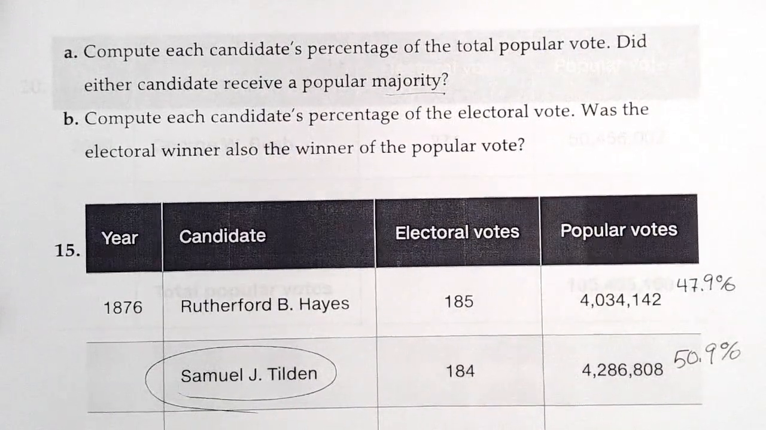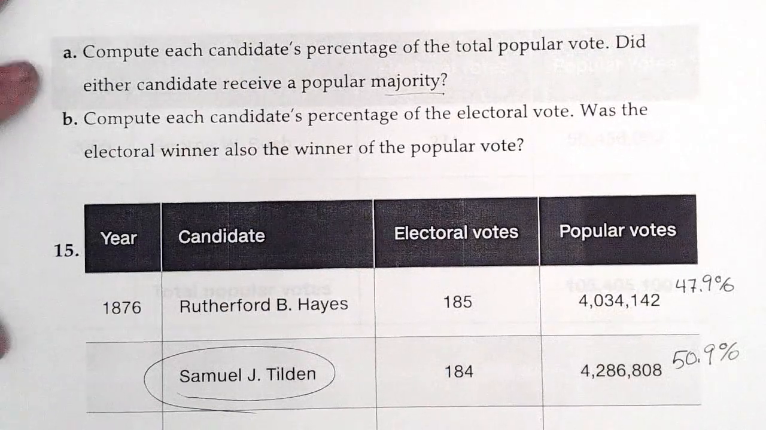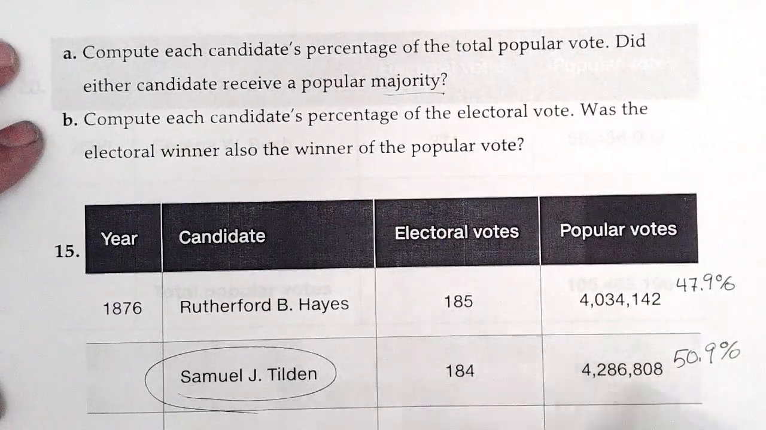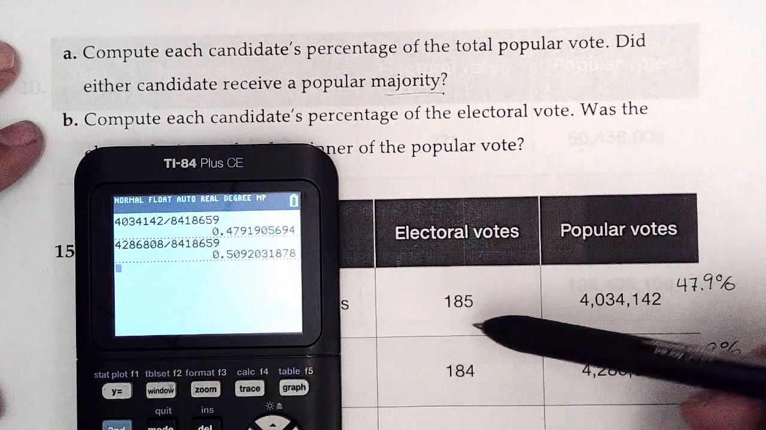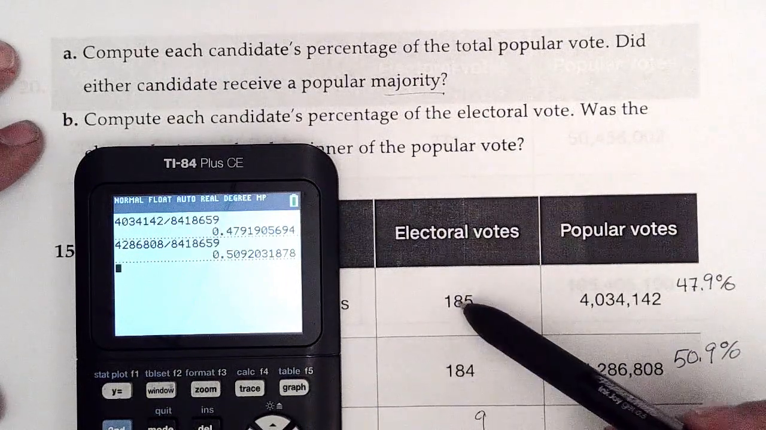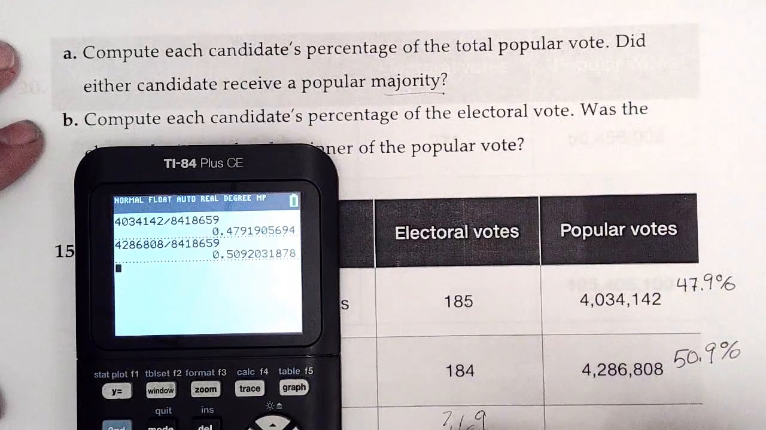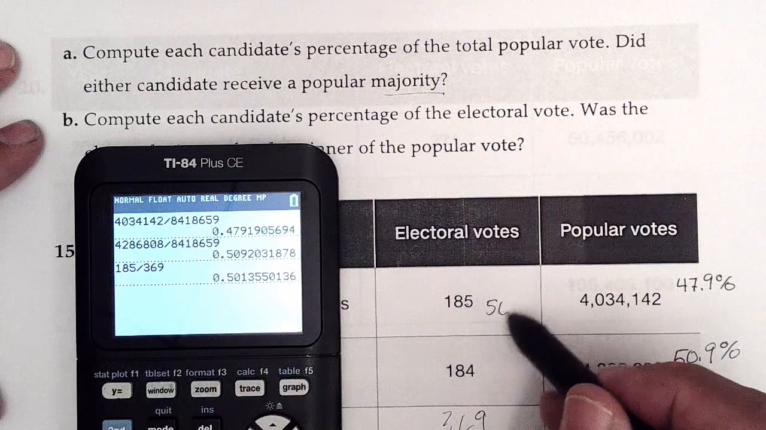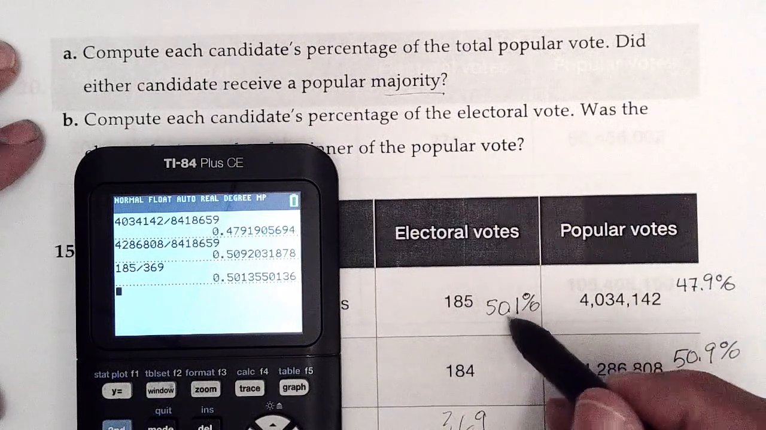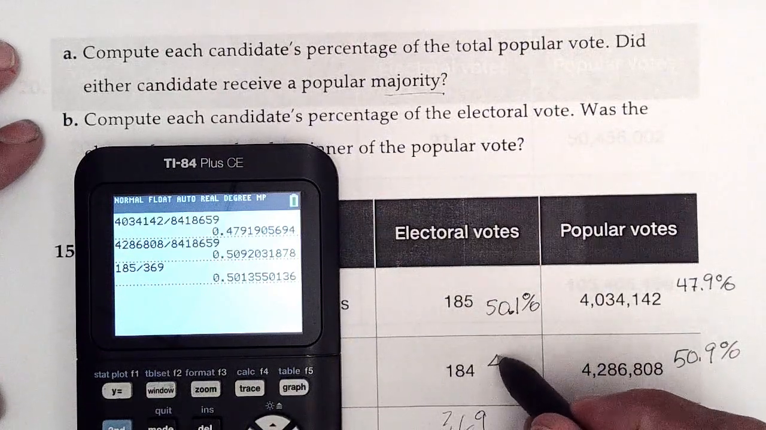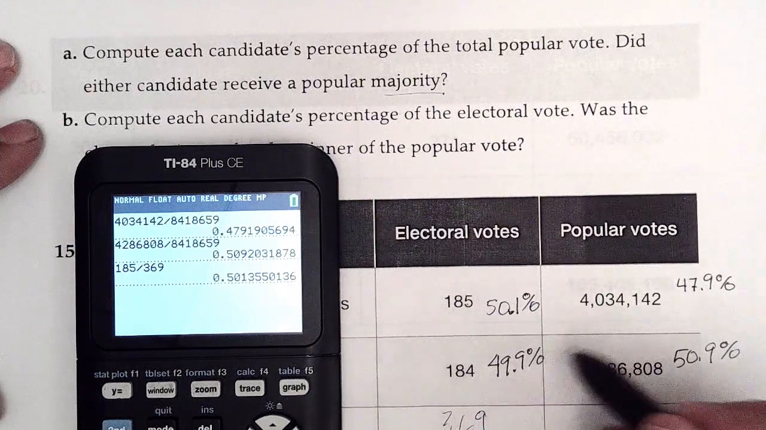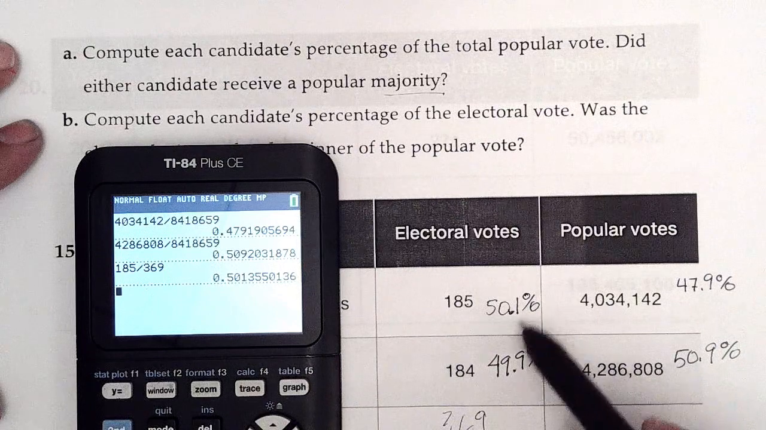But I don't remember hearing about him as a president in the past. And that's because he got less of the electoral vote. Let's figure out that one. So the total electoral is 9 if you add the 5 and the 4, 16, carry the 1, 369. So 185 divided by 369 got 50.1% of the electoral vote. And so the other one must have gotten 49.9%, since these two are the 100%.